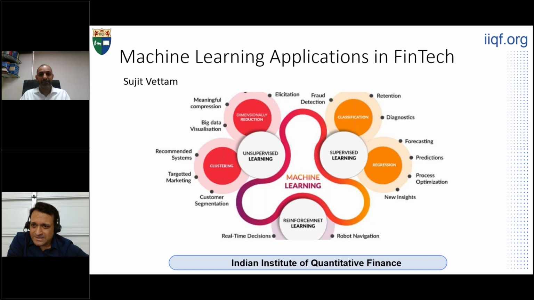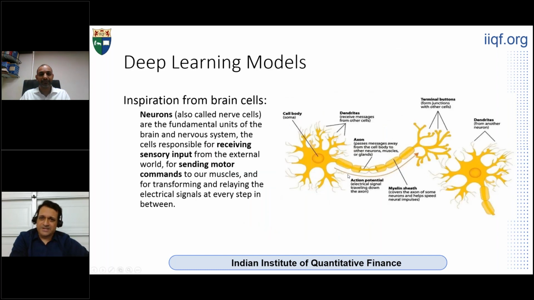So let me start with the deep learning models and what they are. I'm told that the students come from all sorts of backgrounds, so I like to present everything in a way that would be digestible and would make sense to everybody, or at least most of you.